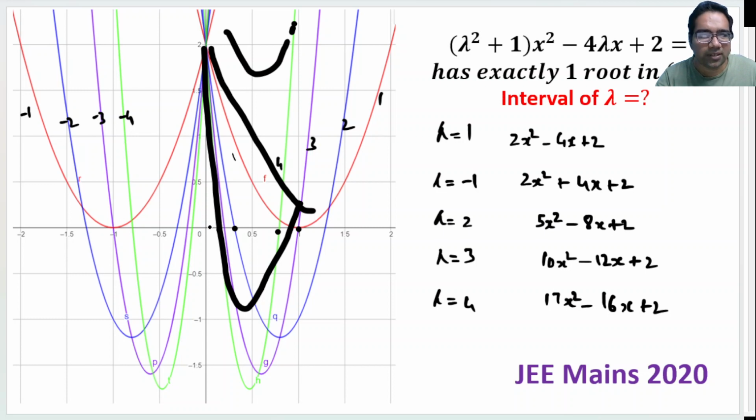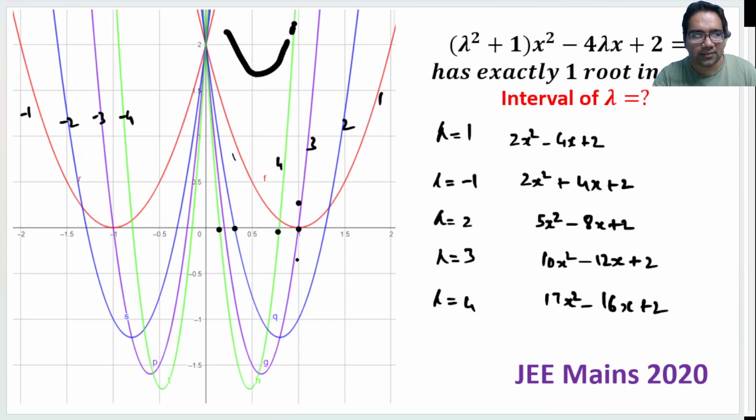But in one case, if f of 1 is positive, that means there are two roots between 0 and 1. This is one root and this is another root. In the other case, if f of 1 is positive, that means there is no root between 0 and 1. So if f of 1 is positive, either there are no roots between 0 and 1, or there are two roots between 0 and 1. So f of 1 cannot be positive. That means at x equals 1, this function cannot be positive.